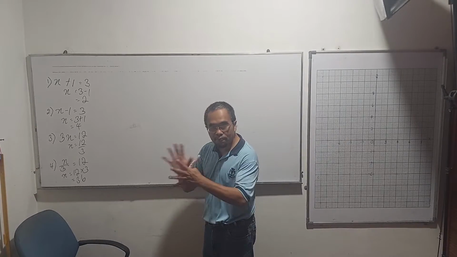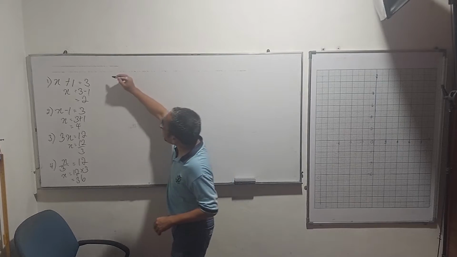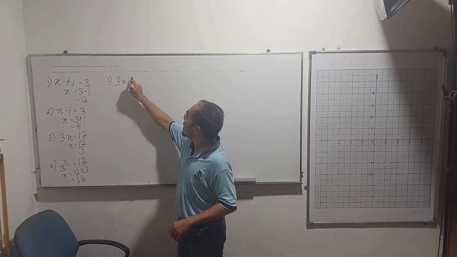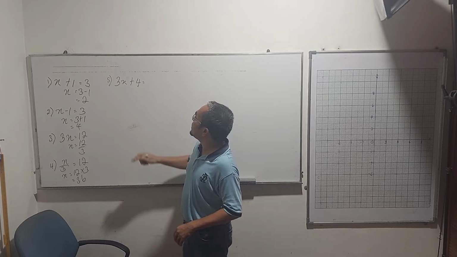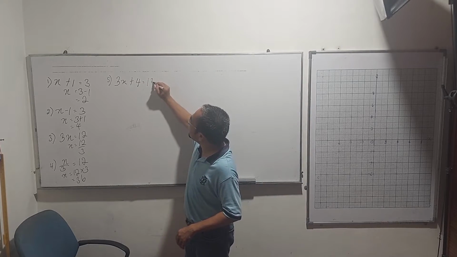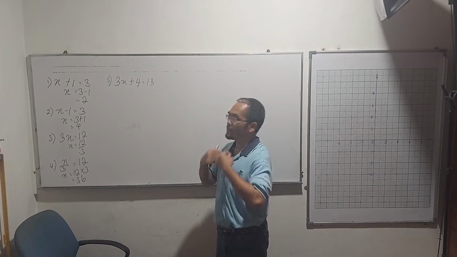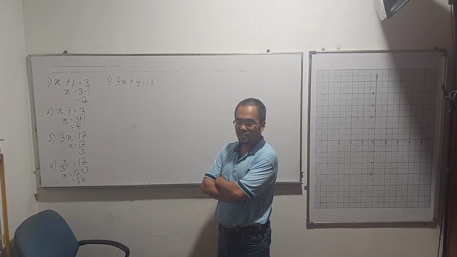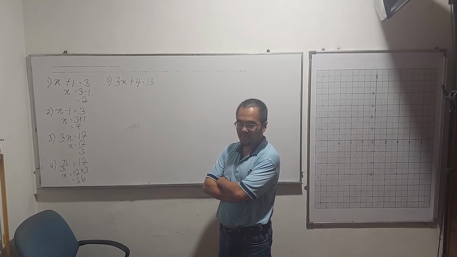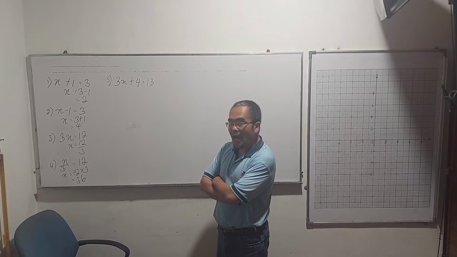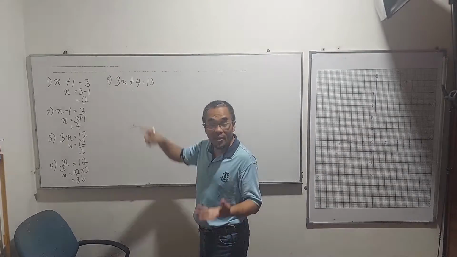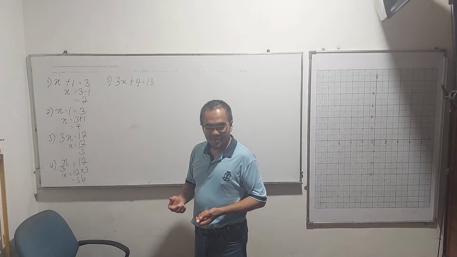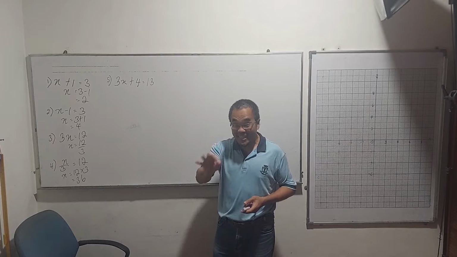So what happens if you have both of them? I would like you to still guess. 3 times what plus 4 equals 13? I think you know the value of x just now. What is the value that you guessed just now? 3 times 3. So what I mean is that the value of x is 3.